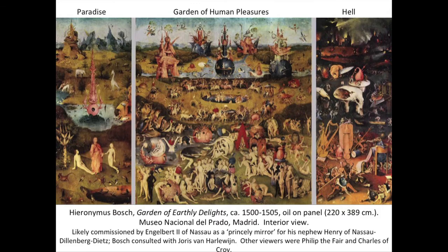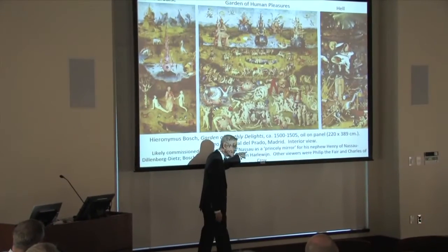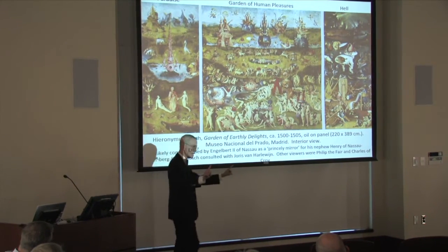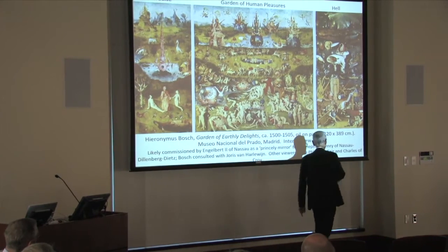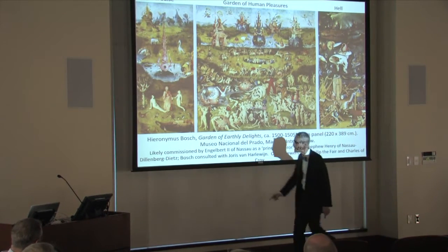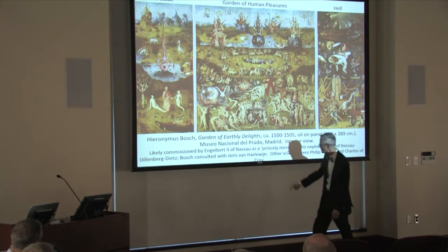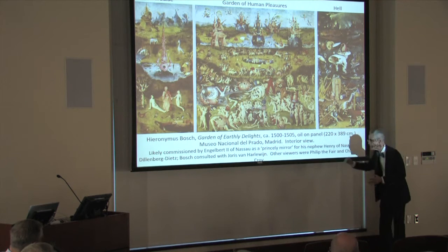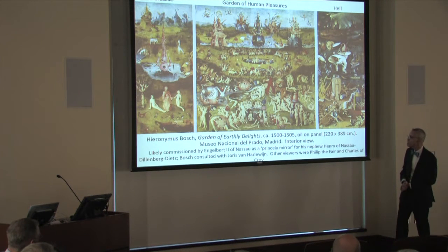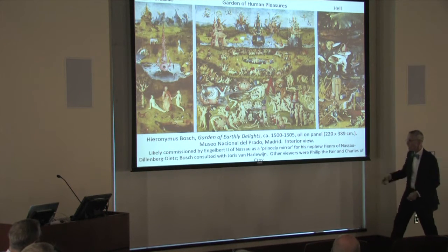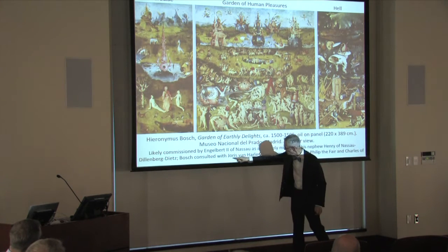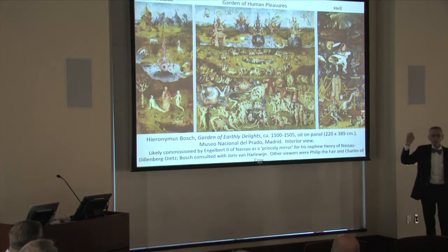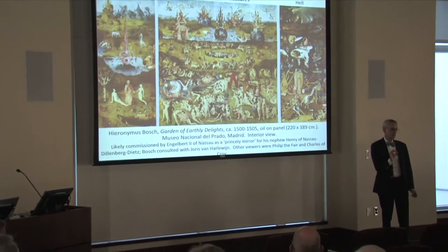It was commissioned by Engelbert II of Nassau, who was one of the wealthiest and most powerful men in the Low Countries, but did not have a son. And so he made Henry of Nassau, Breda and Diest, who ultimately, when he acceded to the estates of Engelbert, became Henry III, his heir.